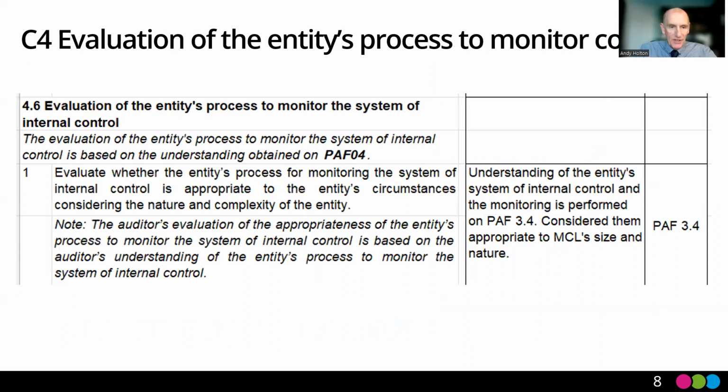So here we have evaluation of the entity's process to monitor systems of internal control. So again, the question is evaluate whether the entity's process for monitoring the system's internal control is appropriate to the entity's circumstances, considering the nature and complexity of the entity. So again, the evaluation is based on understanding of the processes. So we need to have those processes documented on the permanent file as a basis for making that evaluation. And again, note the reference to application guidance that's taken from HKSA 315.